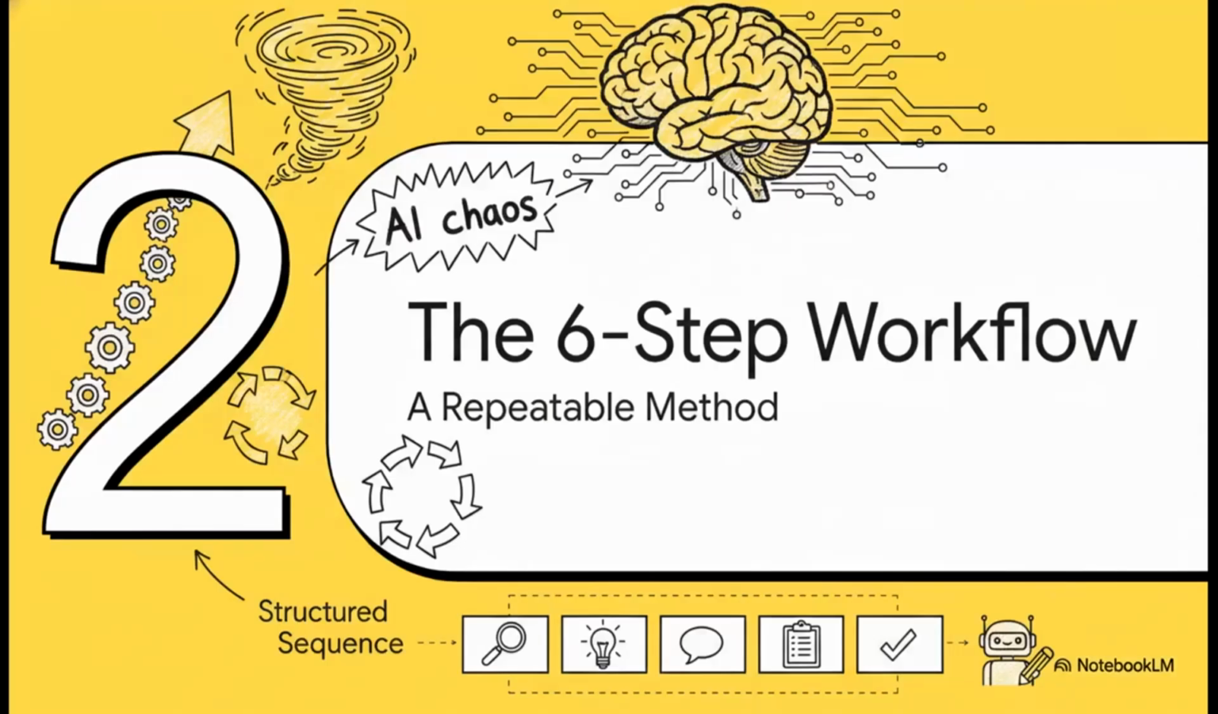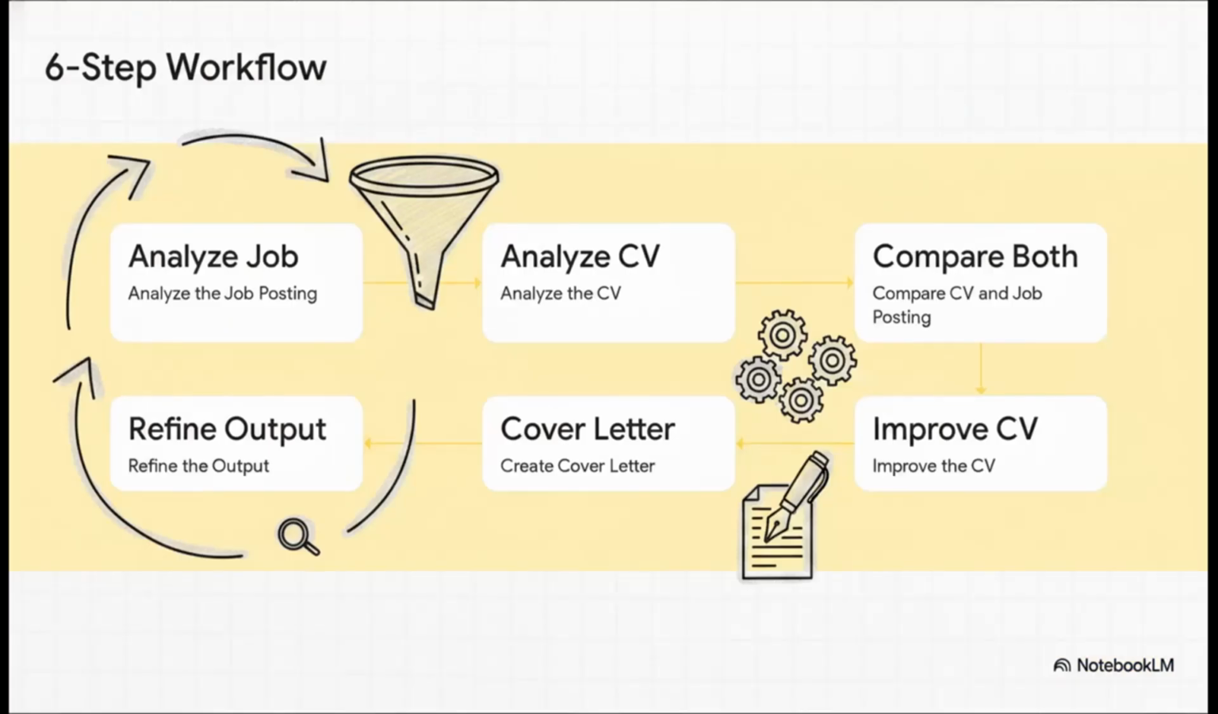Moving on to Section 2, the 6-step workflow, a repeatable method. Now, what's really interesting about this slide is how it brings order to the AI chaos. To make the application coach truly work for you, you need a strictly repeatable sequence. We don't just dump a CV and a job ad in and say, fix it. We move step by step.